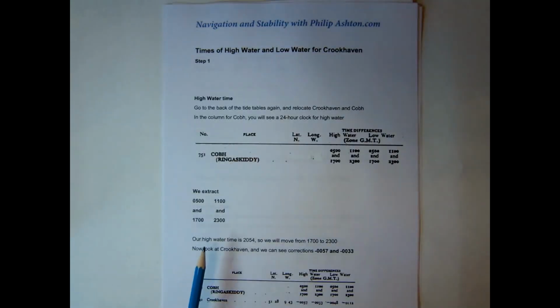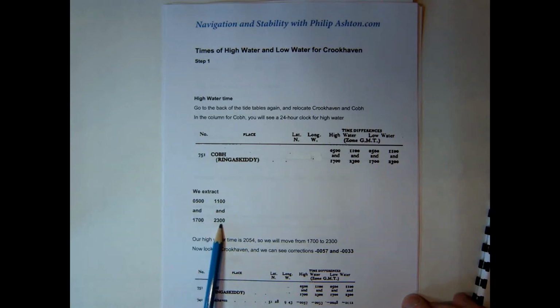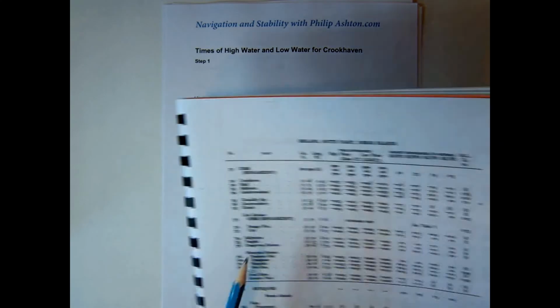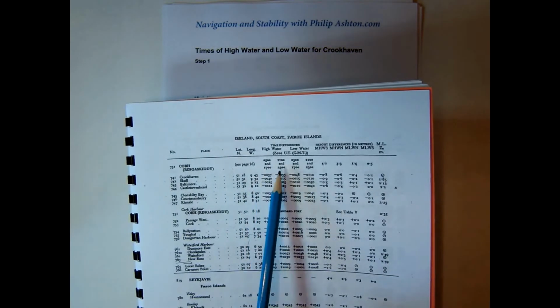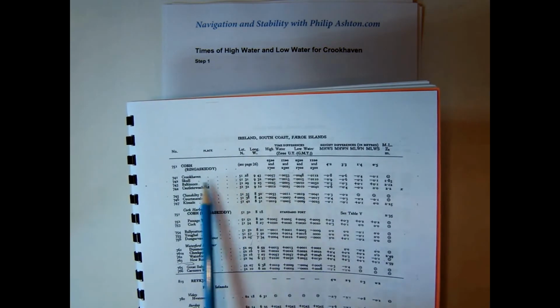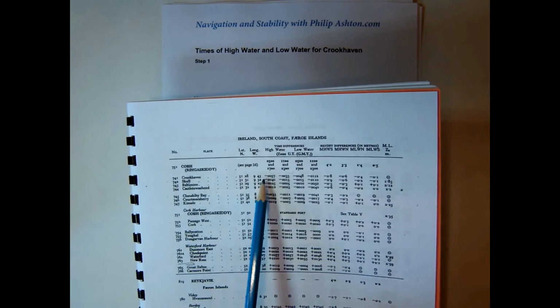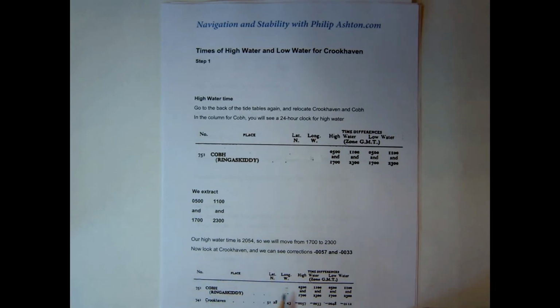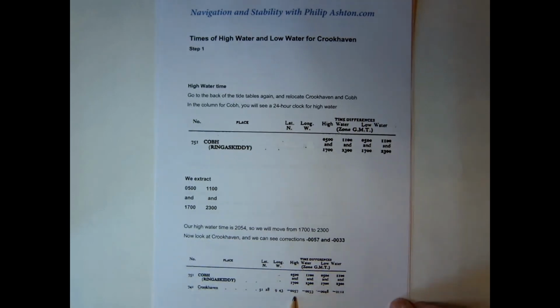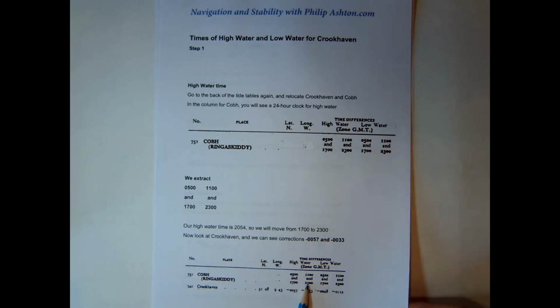So we've gone in the tables. Our high water time that we picked out initially is 2054, so we will move between 17 and 23, okay, because our time is 2054. So we'll go from 17 to 23, and therefore our correction will be between 57 and 33. I've printed it off here: 57, 33, 17 to 23.